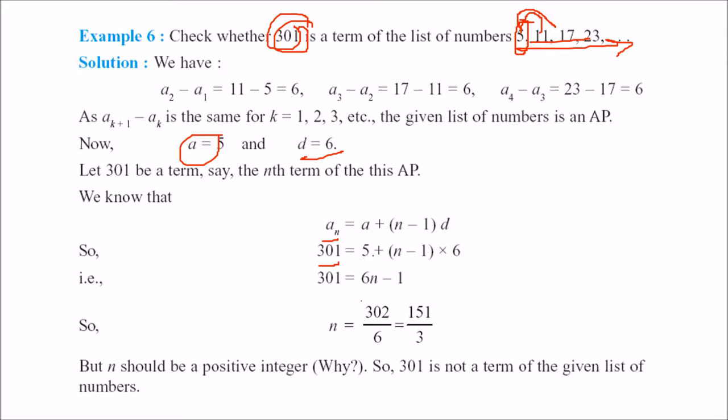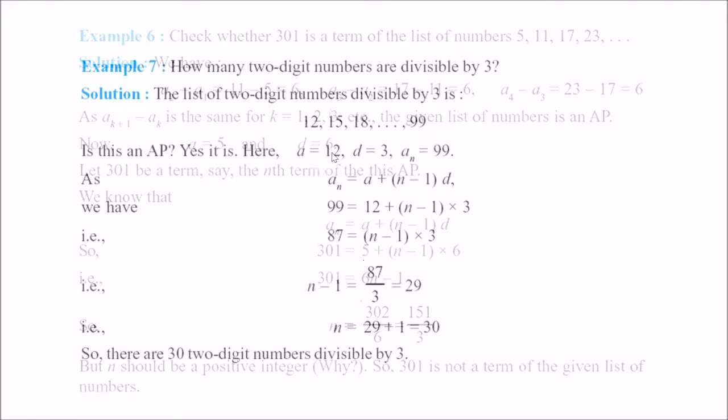So 301 is equal to 5 plus (n minus 1) into D, and we have to find at which place this lies, whether it lies or not. So when we solve it, n equals 151 by 3. So it is not a positive integer, and n has to be a positive integer. So 301 is not in this given list.